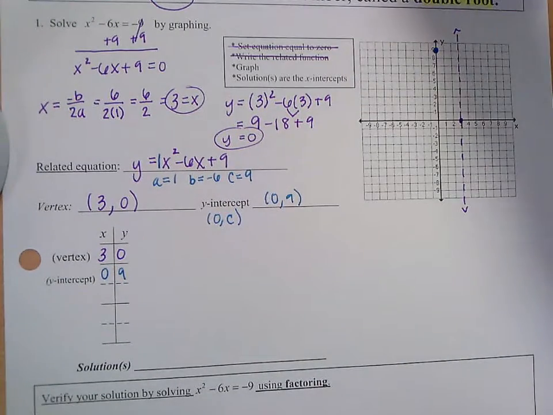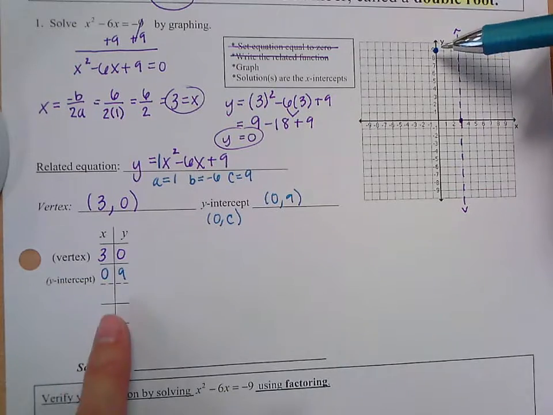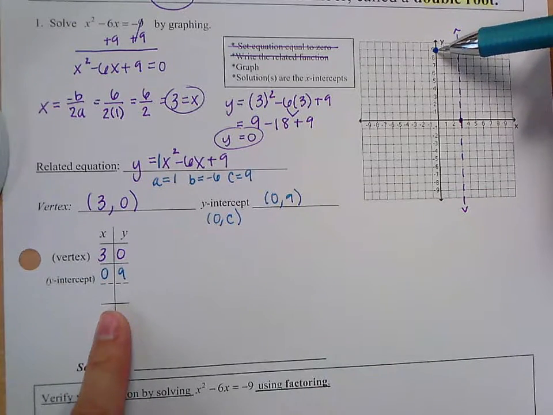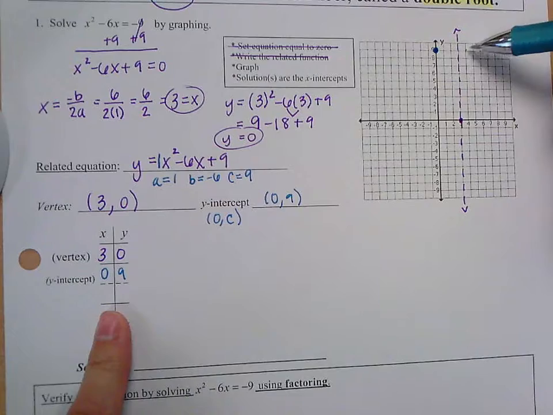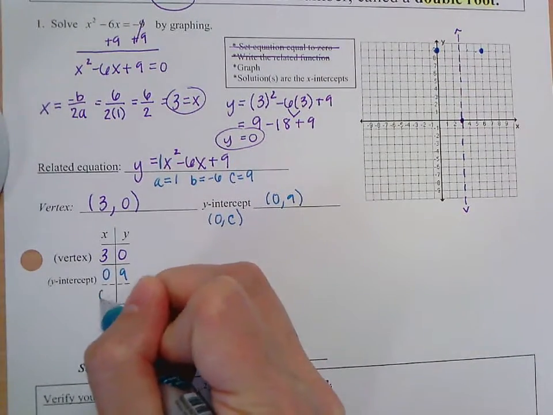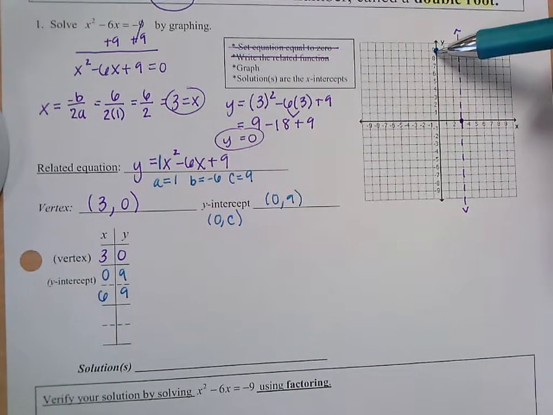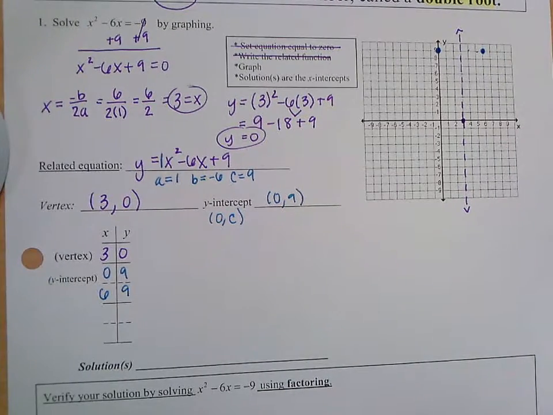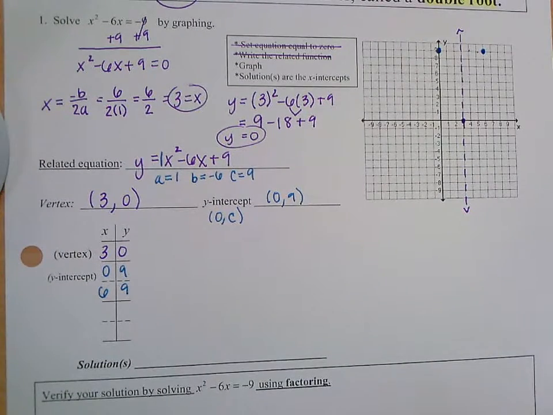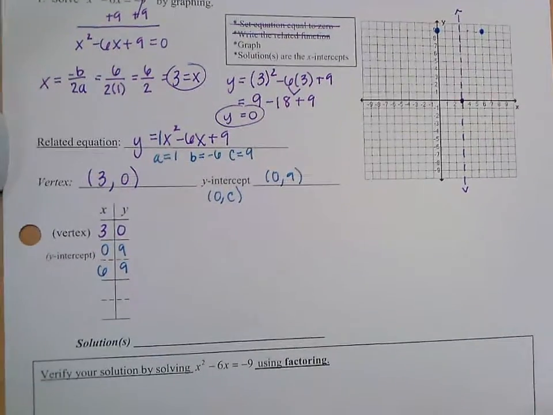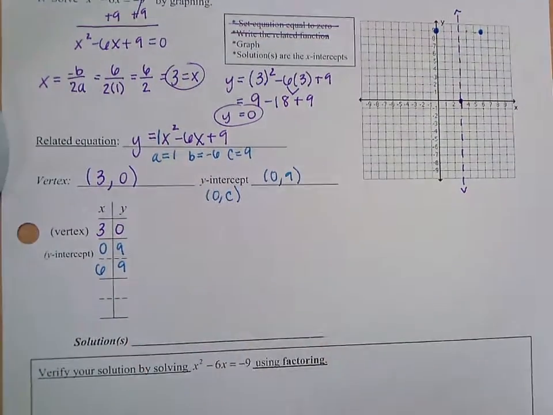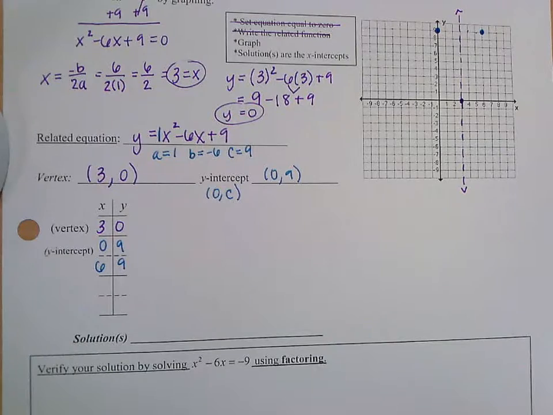If I reflect that over my line of symmetry, what other points do I know? All right, x coordinate is 6, y coordinate is 9. So the distance from here to the line of symmetry is 3, go 3 to the other side. All right, and then I just have space in the table here to get one other pair of points.